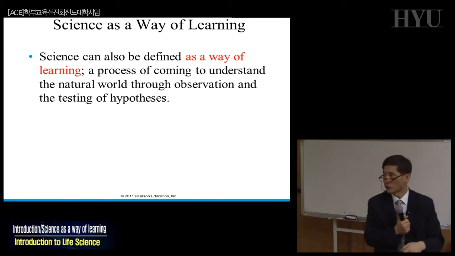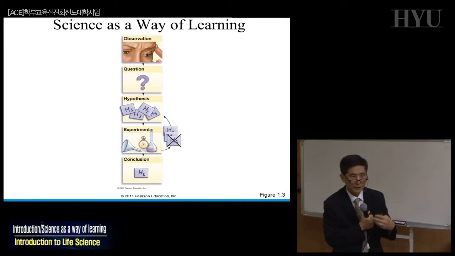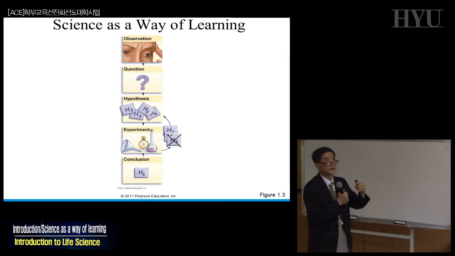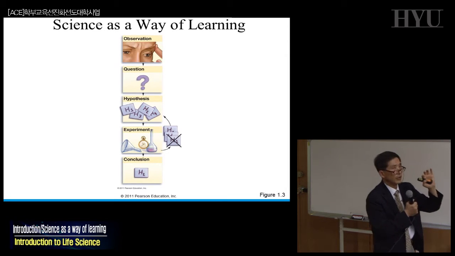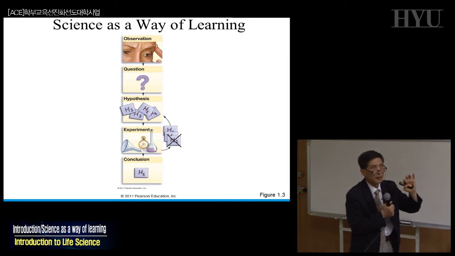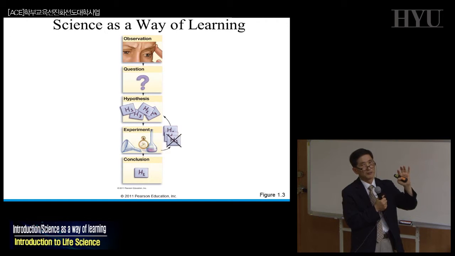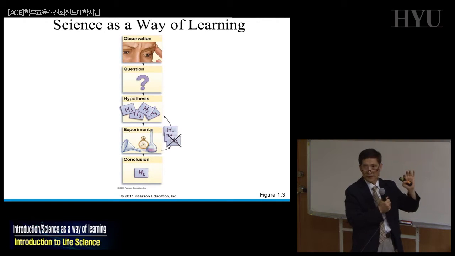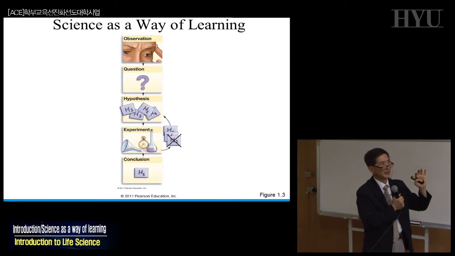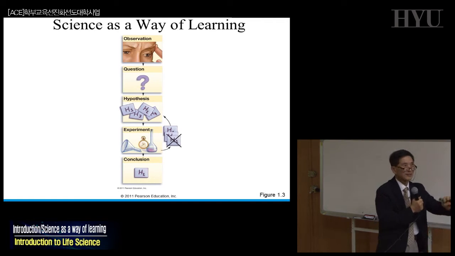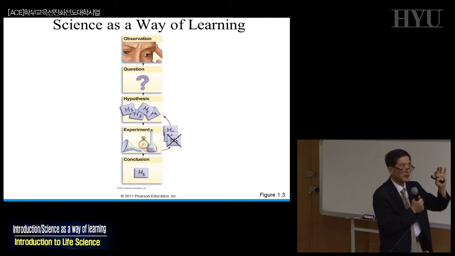So, for example, the scientific way of learning. The first starting point of science is always observation. You have to look at something very carefully. That's the first step. In this sense, I don't think I'm a good scientist, although I'm a scientist. As a kid, I never paid attention to anything.